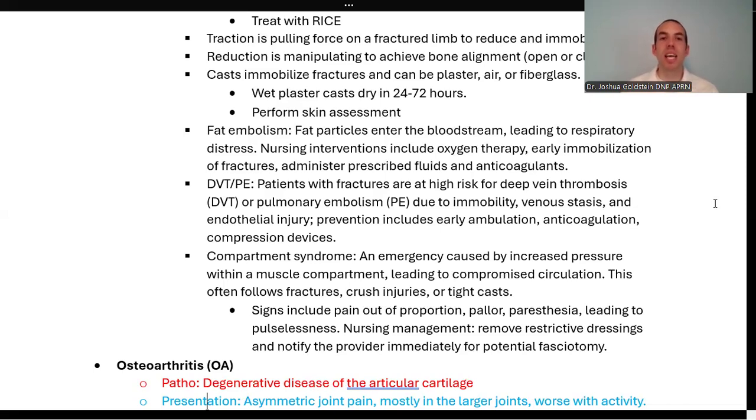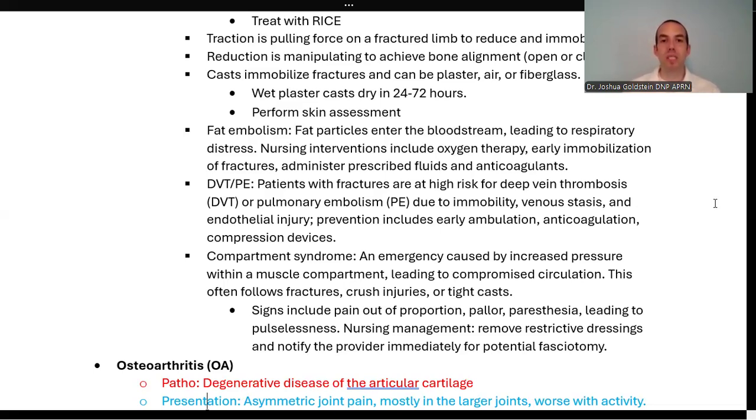The prevention here is to ambulate patients as early as possible. We never want prolonged immobility if possible. We may put them on an anticoagulant to avoid that, and we may use compression devices such as SCDs in order to keep that extremity moving during the recovery process.